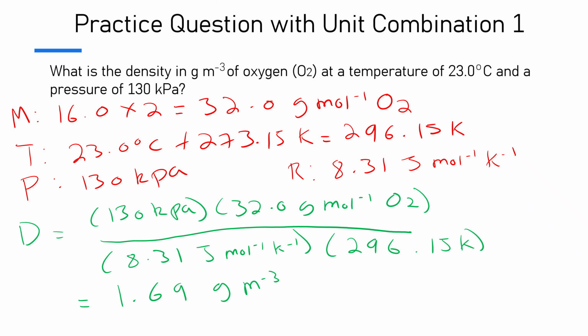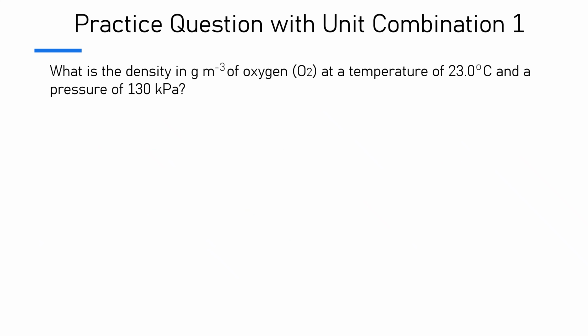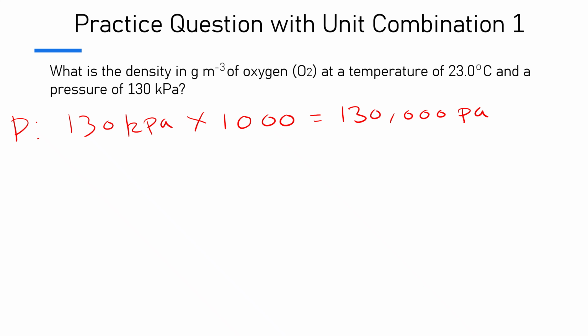Okay, let's now carry out the process again, only this time with pressure in pascals. So firstly we need to convert our value for pressure from kilopascals into pascals. So pressure, we are given a value of 130 kilopascals, and to convert that to pascals we need to multiply by 1000, and we get an answer of 130,000 pascals, a very large number. Okay, let's now carry out the calculation again, but this time with this value for pressure.